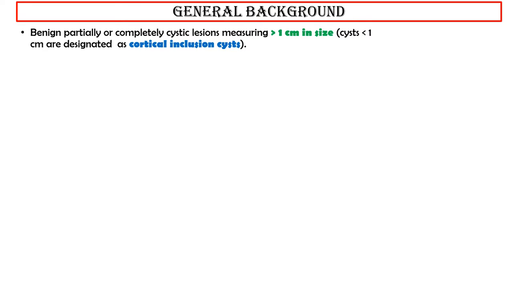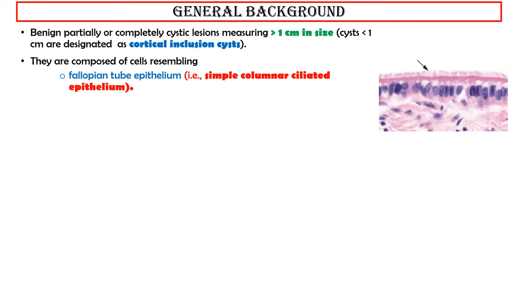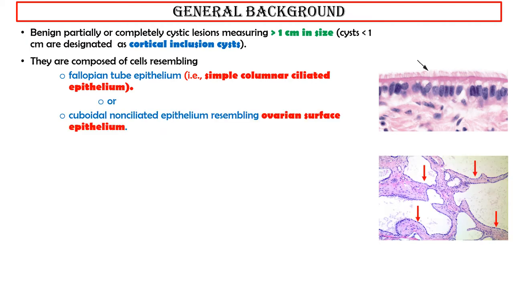General background. They are benign, partially or completely cystic lesions measuring more than 1 centimeter in size. Please note that cysts less than 1 centimeter are designated as cortical inclusion cysts. They are composed of cells resembling fallopian tube epithelium, that is simple columnar ciliated epithelium, or cuboidal non-ciliated epithelium resembling ovarian surface epithelium.